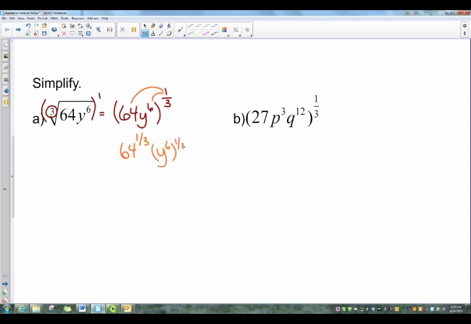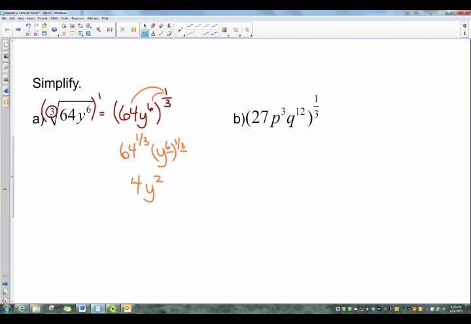Now continuing on, I'm going to go step by step with this. 64 to the 1/3. You're looking for some number that multiplies itself 3 times to get 64. Or, like it showed here, the cube root. And that's going to be 4. So 64 to the 1/3 is 4. Now here I have a power raised to a power, and that's when I multiply them. So 6 times 1/3 gives you 6/3, or 2, so that gives you 4y squared.